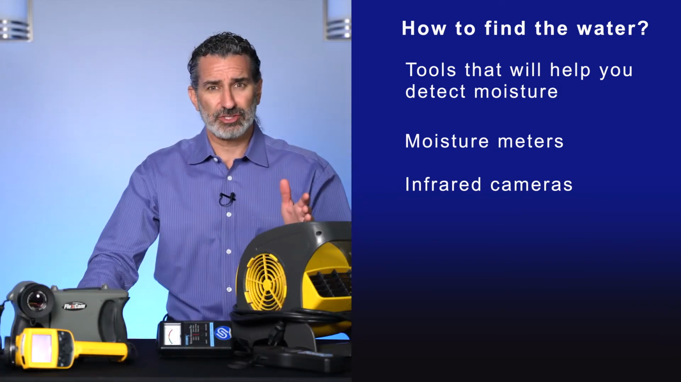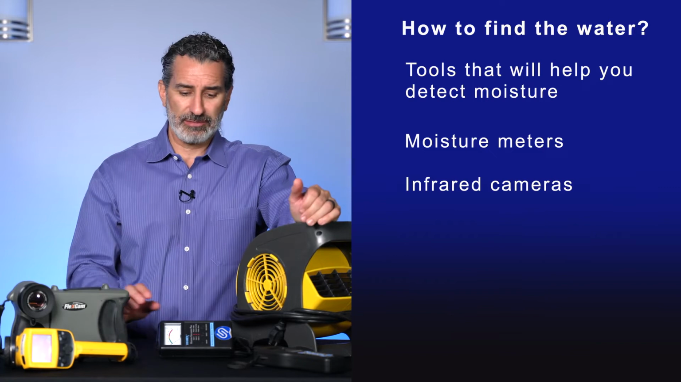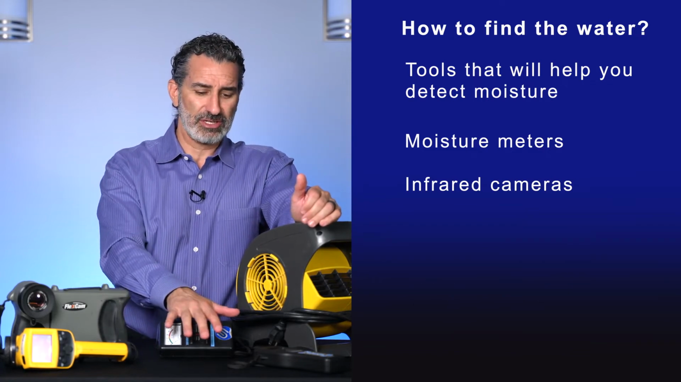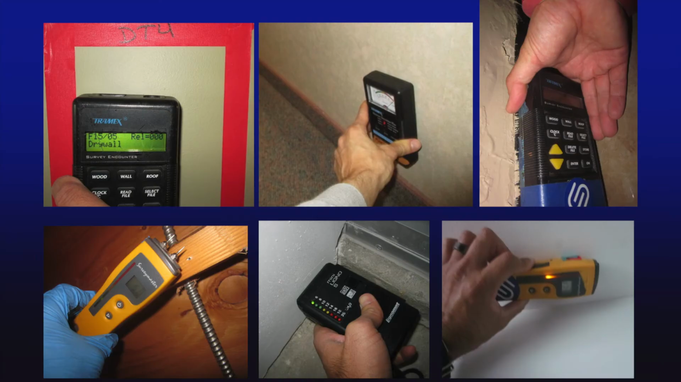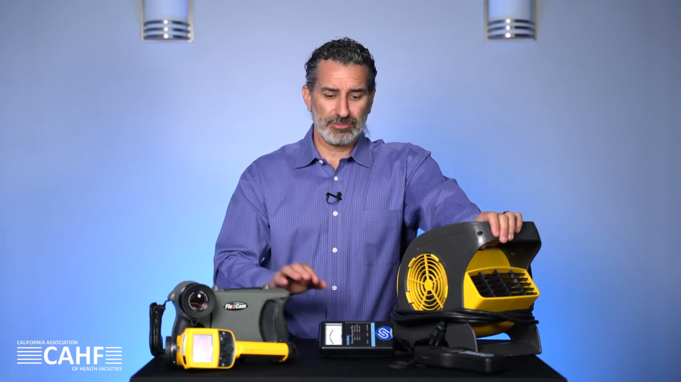Having worked on thousands of projects, if you're a facility manager, it makes good sense to have a moisture meter. Infrared cameras are a little more expensive. Moisture meters are less than $1,000. They last many years, simple to use, robust devices that can help you identify what's wet and what's not. So if you're doing this in-house, you should have these tools. If you're contracting with a restoration professional, they should have these tools.